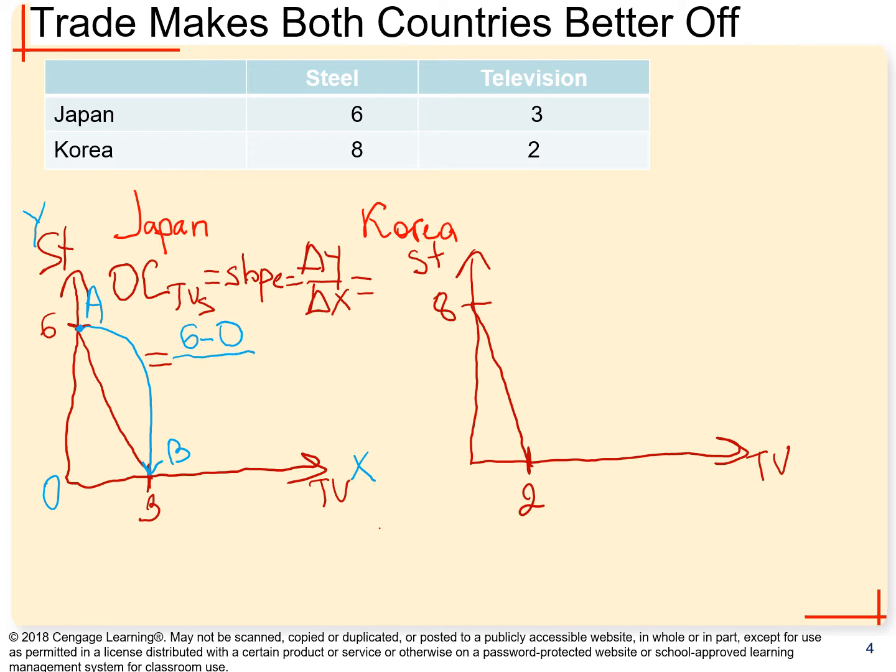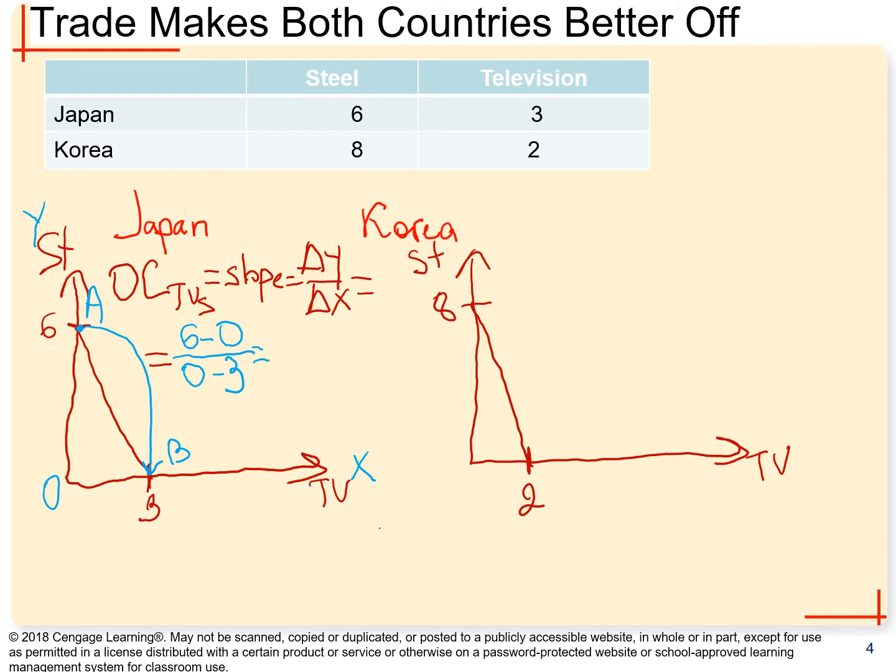And what is the change for our x? If we're at point A, how much is our x? Our x is equal to 0. We're not producing any TVs. At point A, we're producing 0 TVs. So the change is going to be from 0. And then when we move all the way to point B, we gain 3 extra units of TV. We're producing 3 TVs at point B. So our change is from 0 to 3.